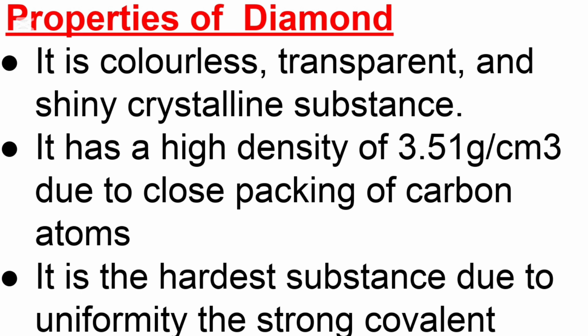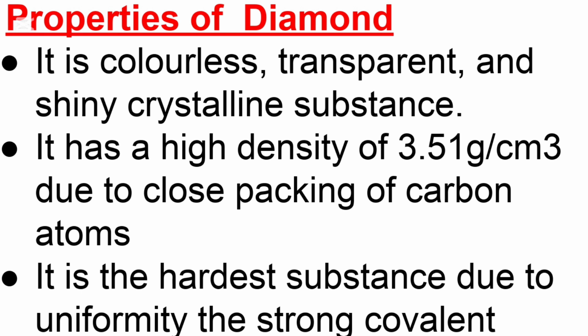Properties of diamond. Number 1, it is a colorless, transparent, and shiny crystalline substance. It has a high density of about 3.51 grams per centimeter cubed. This is due to the close packing of the carbon atoms.